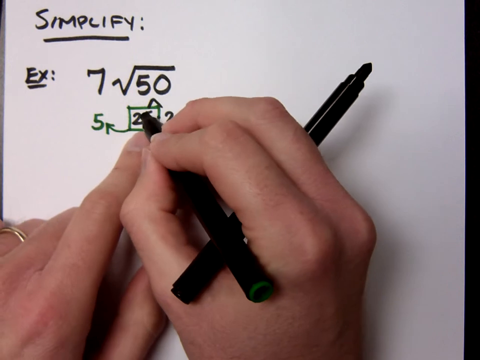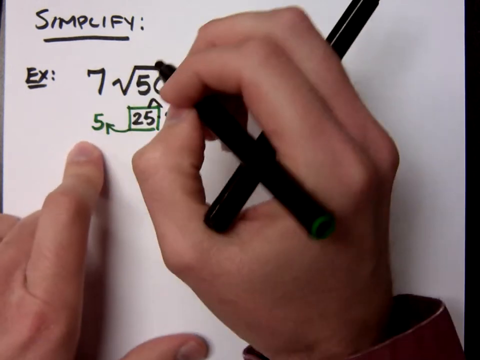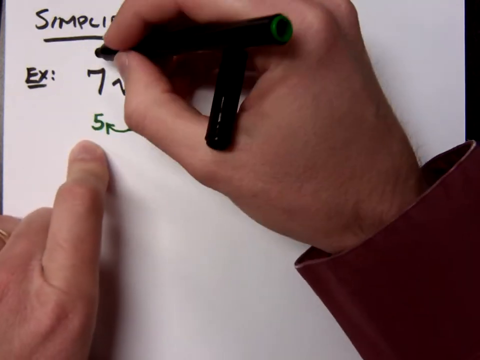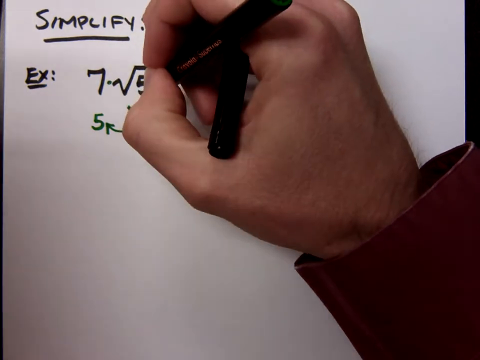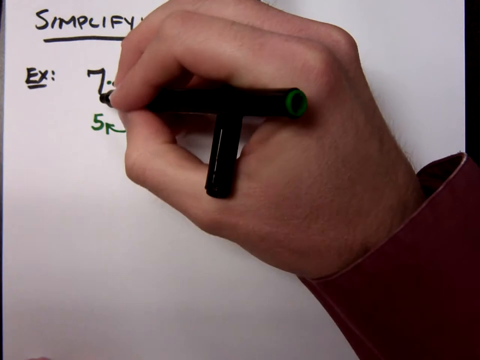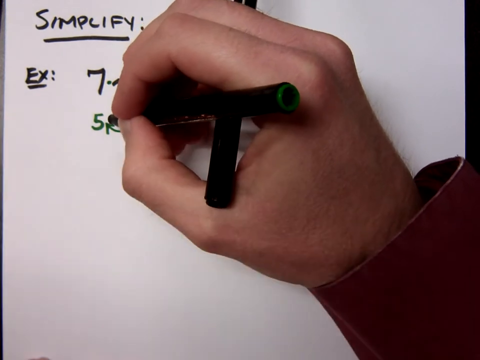Great. So the square root of 25 is 5. And you said you're going to add it to the 7? I got a question for you. What's in between the 7 and the radical? So when I bring it out, I'm going to multiply it.